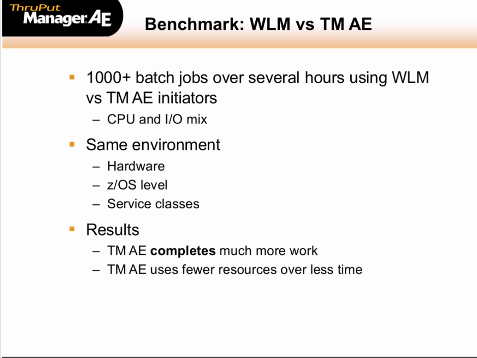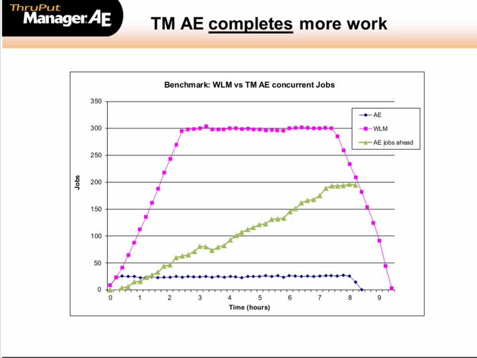Here's the graph of the benchmark results. You can see that the work ran for hours. WLM started 300 initiators, while TMAE automatically started only 25 initiators. As you can see from the graph, after over 8 hours, TMAE had completed 200 more jobs. The only reason it didn't get higher is that we stopped submitting work. And these results would be even more dramatic with workloads that make use of job dependencies.